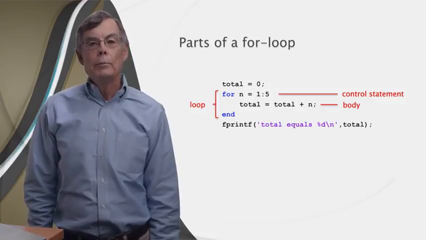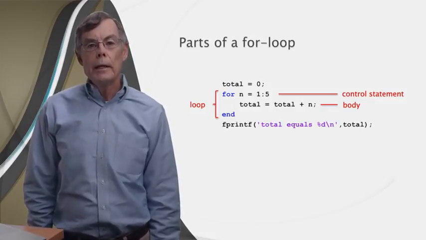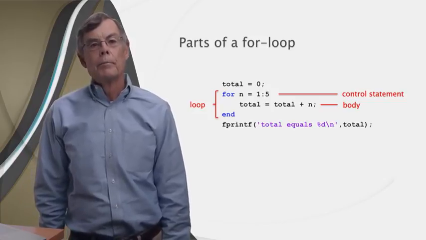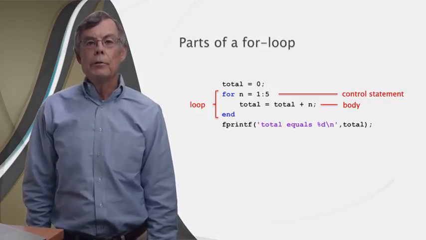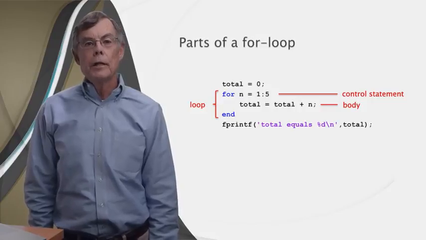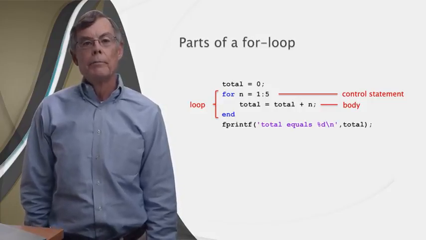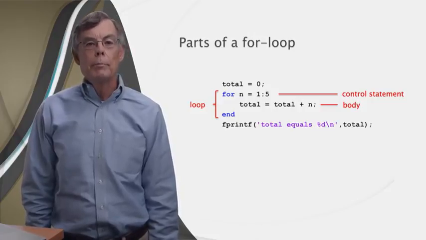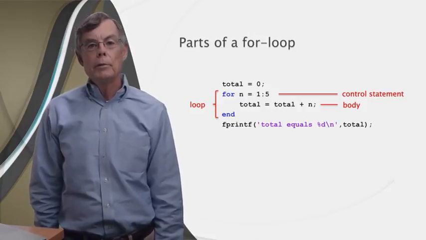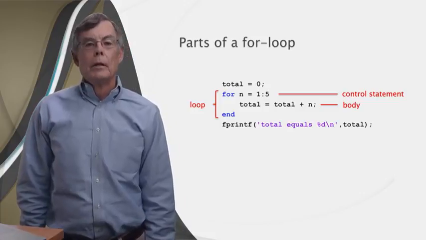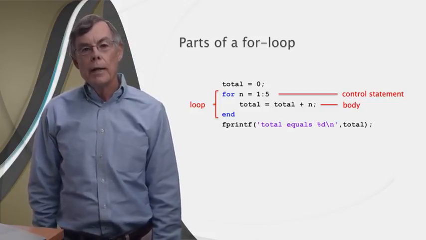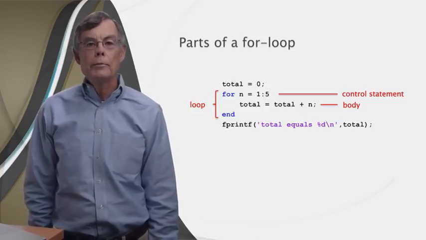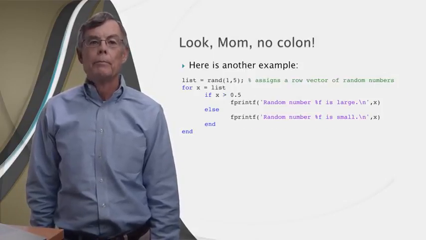The block of code between the control statement and the end keyword closing the loop is the body of the loop. It's the body that gets executed repeatedly using successive values of the loop index. Here the body is a single statement, but in general there can be any number of statements in the body of a loop. Most of the time, the vector to the right of the equal sign in the control statement will be formed with a colon operator, as it is here, but it doesn't have to be.